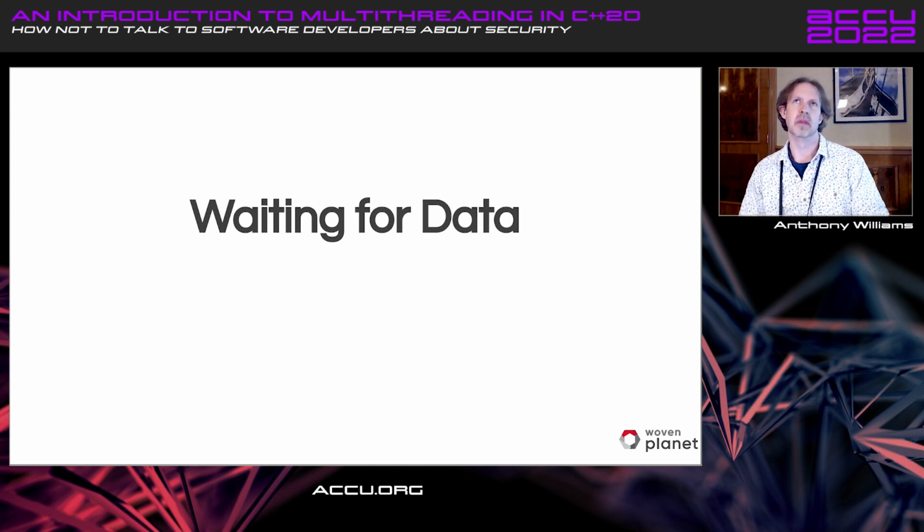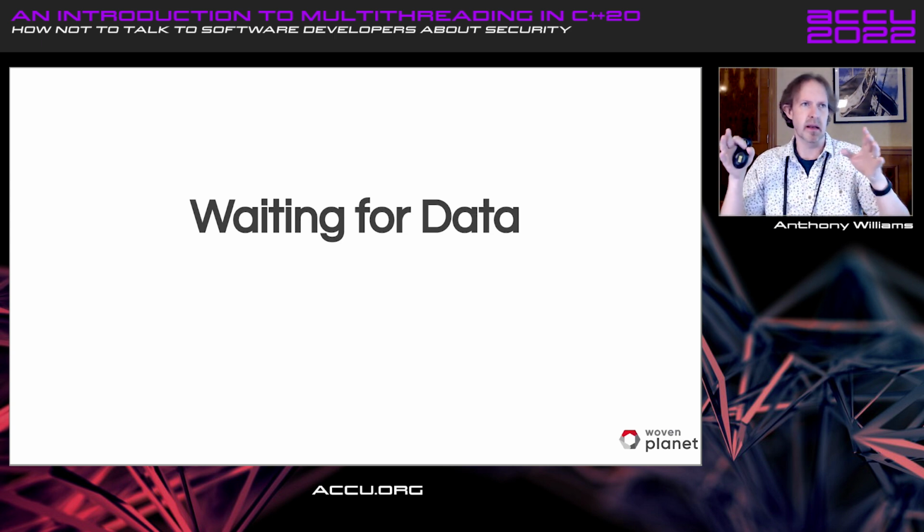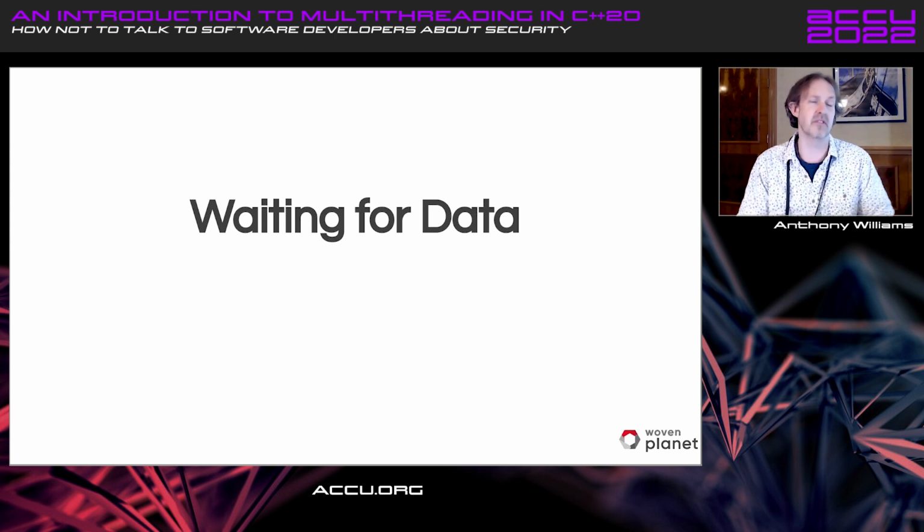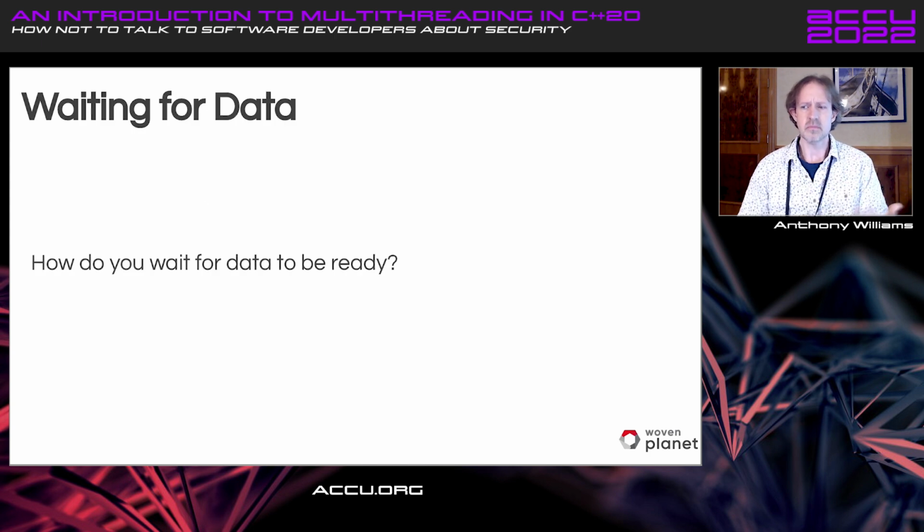If we use things like latches and barriers and futures, then they have nice means of waiting for stuff. If you protect data with a mutex, there isn't immediately an obvious way of waiting for the data to be ready. You can't call mutex.wait because, well, what's it waiting for? It only knows about the lock itself and not about the data. So how do you wait for data to be ready?